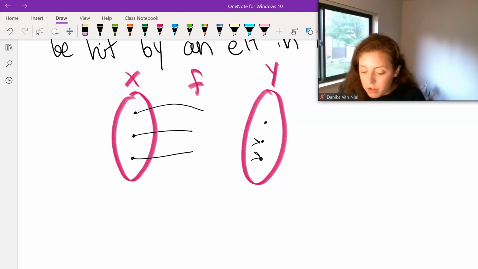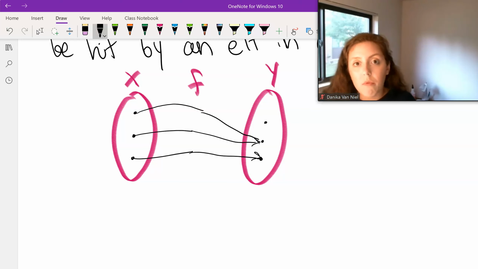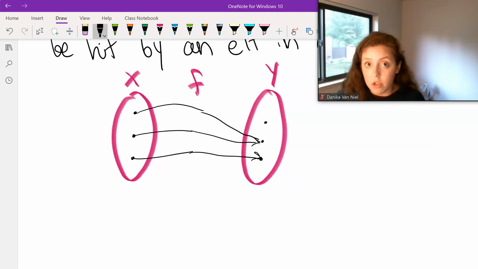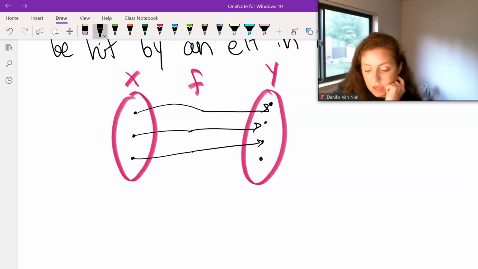But maybe I don't want to do it like that. Maybe I want this one to go here, this one also to go there, and this one to go here. Now the range is a strict subset of the codomain, and this is still legal. This is a function. We could even have all of them going to the same element. So these are all fine. But you're not allowed to leave one and say it just doesn't go anywhere. It doesn't like leaving the house, but no, everyone has to go somewhere.